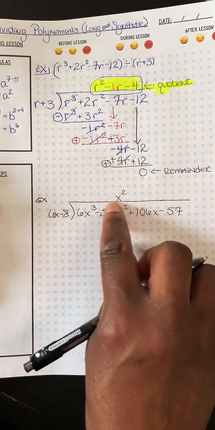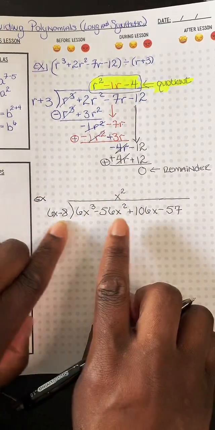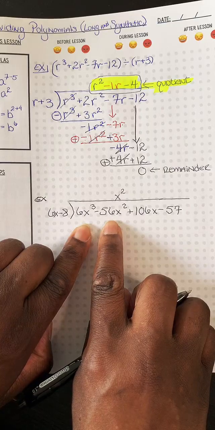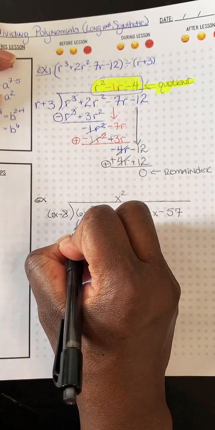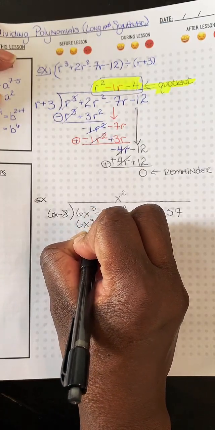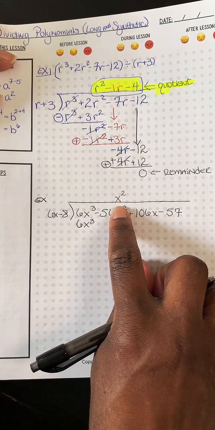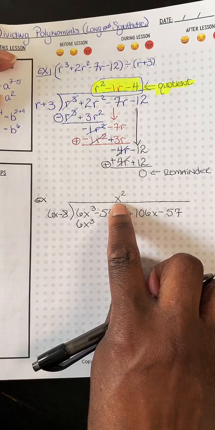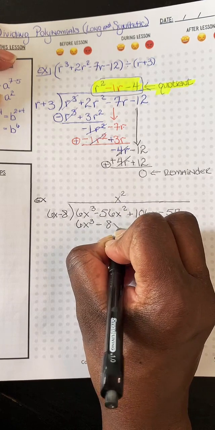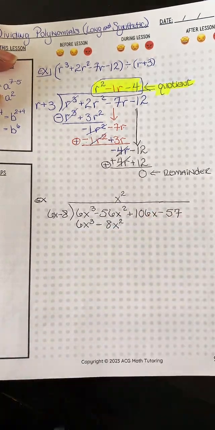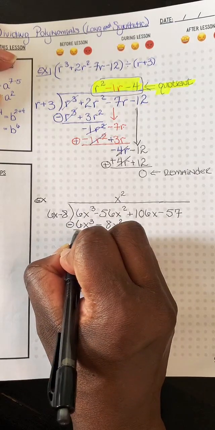Now, we're going to use this x squared to multiply with our divisor so we can put it underneath our dividend. So x squared times 6x gives us our 6x cubed. That's not a shocker because we used the 6x cubed to get the x squared, right? So now x squared times negative 8 gives me negative 8x squared. And like we mentioned earlier, we're always going to subtract this line.